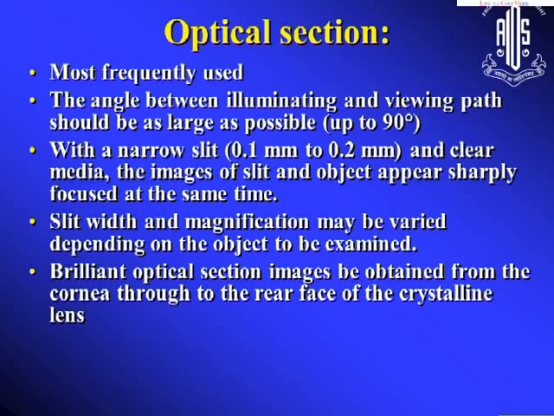Slit width and magnification may be varied depending on the object to be examined, and brilliant optical section images can be obtained from the cornea through the rear face of the crystalline lens. Up to that level, you can get that optical section.